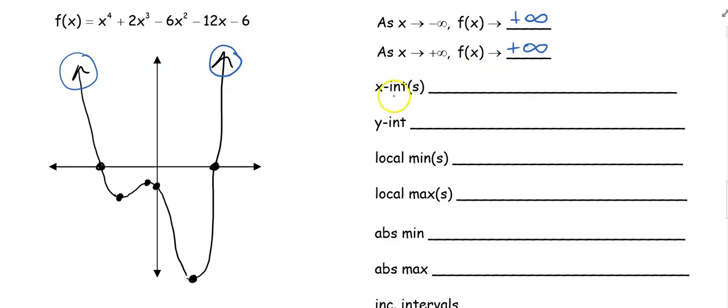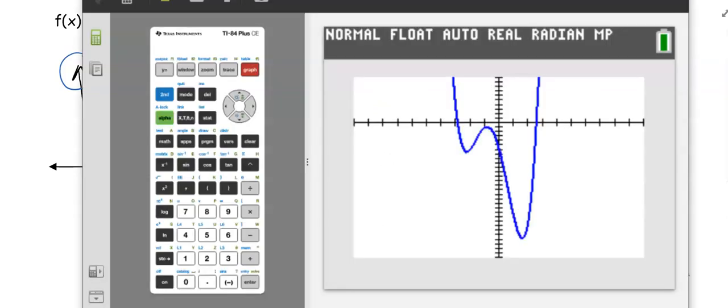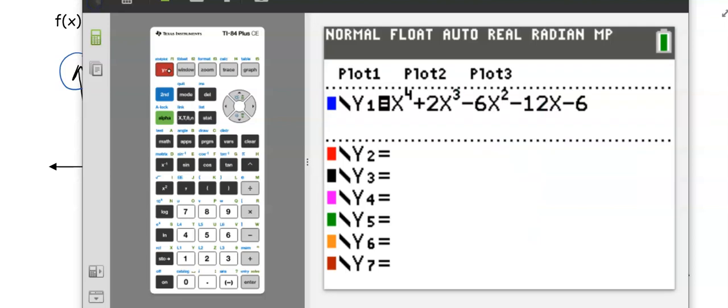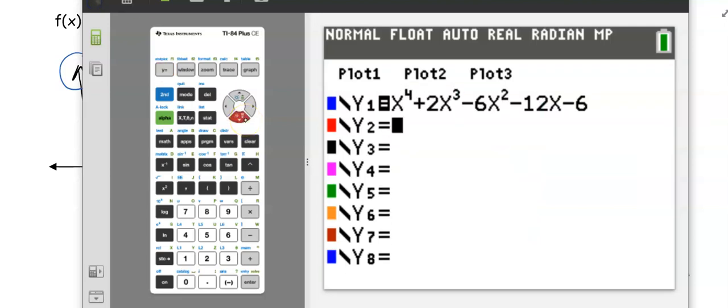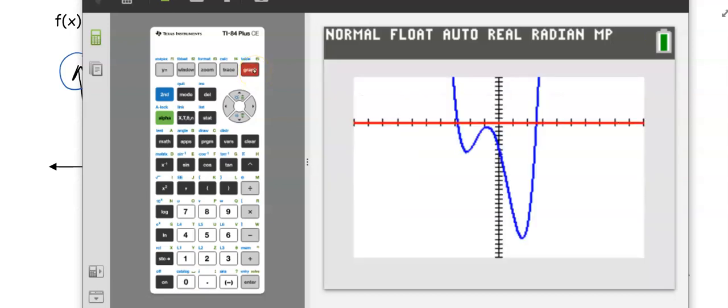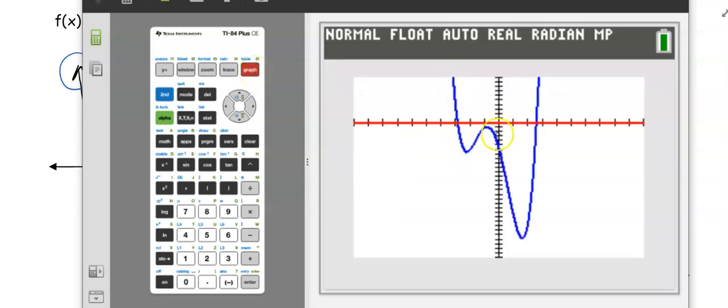The next calculation we're going to make are the x-intercepts. Those are these points right here. In our calculator, we're going to hit our y equals. Remember, we need to go to y2 and enter in 0. Because when we calculate our x-intercepts, we're finding the intersection point between our blue curve and our red line.